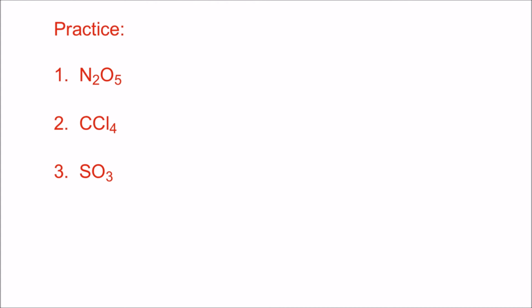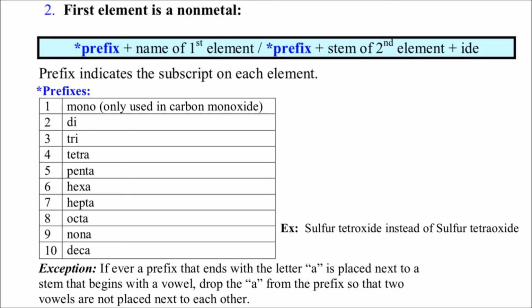Okay, let's do some practice questions here. We'll do the first one. Is this a binary compound? Yes, because there's only two elements. So we're going to use our new rule. Prefix, name of first element, prefix, stem of second element, and then IDE.